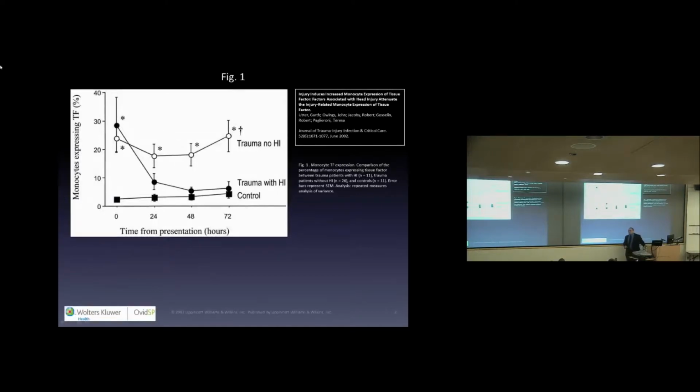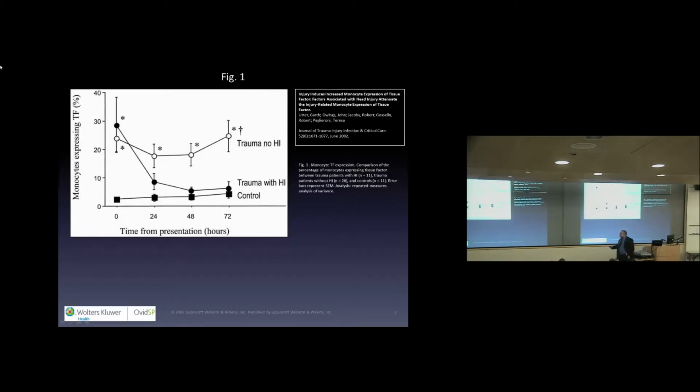This is a study by our group here. This is Dr. Utter's work from back in 2001. This is actually a human trial, and they were looking at trauma patients with and without head injury, which will become important a little bit later. But what you notice is that in patients, we'll start with the open circles because that's the most relevant group for us right now. I keep pressing that wrong button.